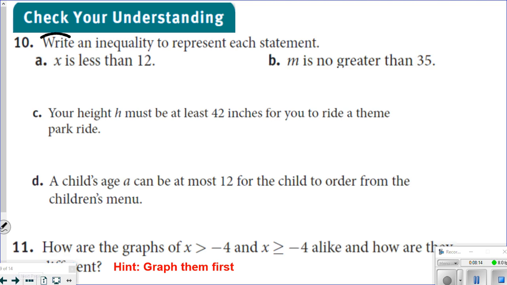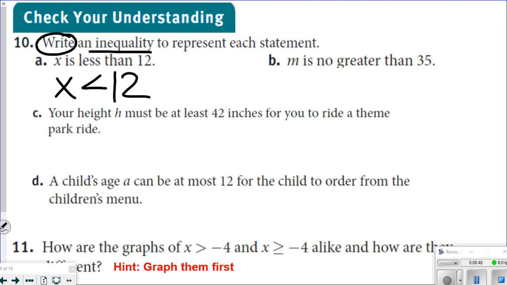So we are going to write an inequality to represent each statement. This is like your note sheet and example sheet from the other day. So the first statement is x is less than 12. Remember from middle school, the alligator mouth or the Pac-Man mouth wants to eat the bigger number.